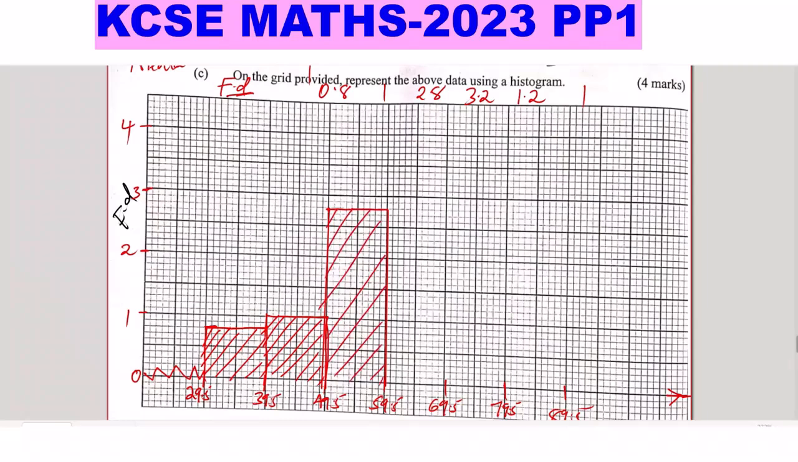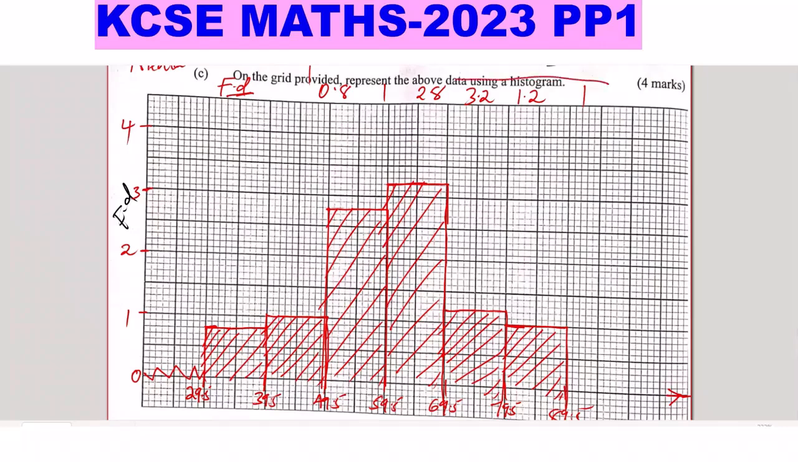3.2 is up to that point. So you draw that bar. Then the next one is 1.2, that point, so shade that bar. And then the last one, 1. So those are the bars. You've drawn the histogram. On the y-axis you have the frequency density.